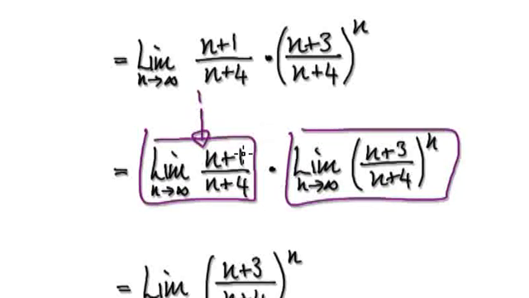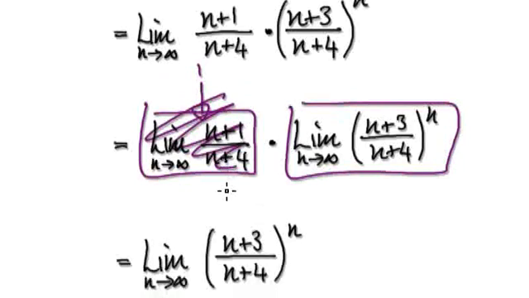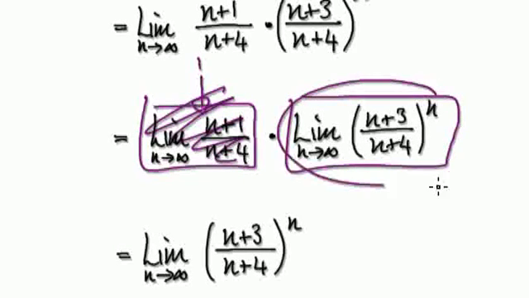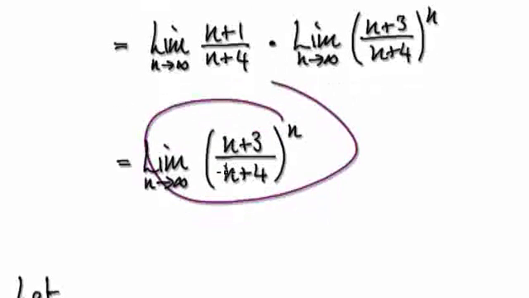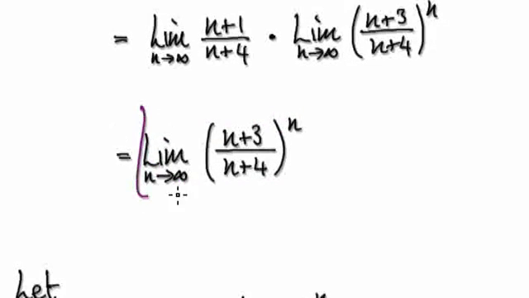This block here we know is 1. So pretty much ignore this and just concentrate on finding out the limit of this. Well, finding out the limit of this is not so easy. So hang on. So we want to find out the limit of this.